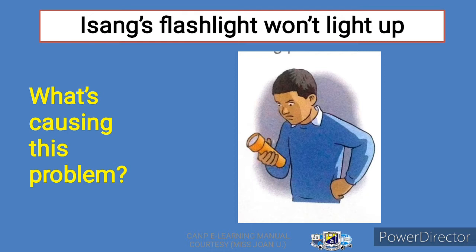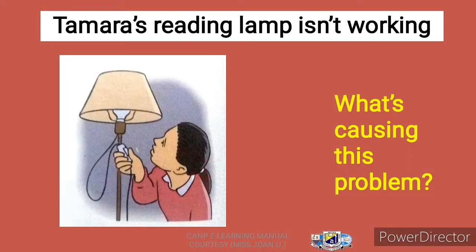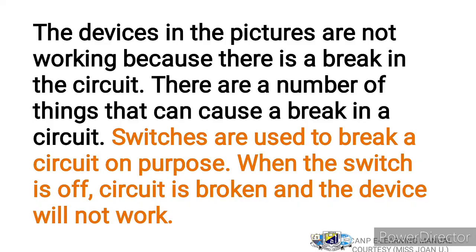Let's find out. Now this is Tamara's reading lamp. It is not working also. What do you think is causing this problem? Why is Tamara's reading lamp not working? Let's find out. The devices in the pictures are not working because there is a break in the circuit. I told you when there is a break, it means there is a problem with the connection. The current is not flowing completely. That is what we mean by a break.